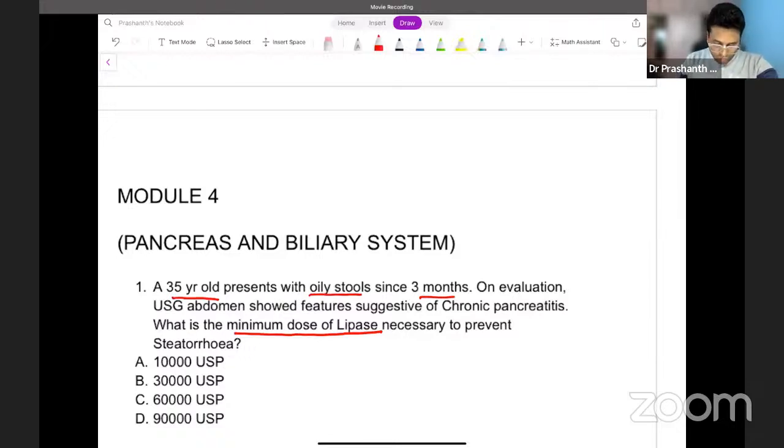Now, what we should know first is what is USP? USP is US Pharmacopoeia units. And what is the other unit that we are well versed with? We are also well versed with the international units. So there are a few things that you have to know.